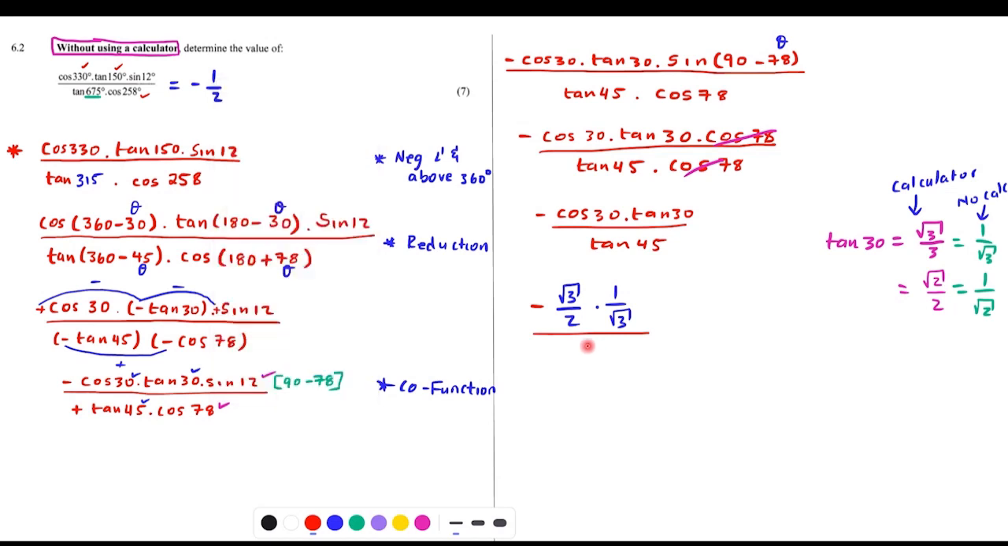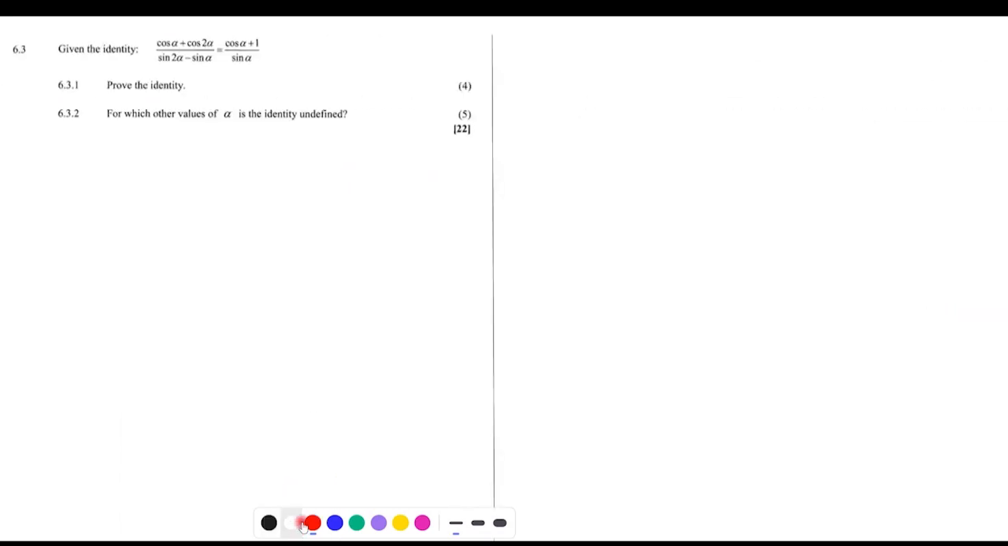1045, we get 1, so that is 1, or you can just write it as 1 over 1, right? And then as you can see here, we are left with negative square root 3 over 2 times 1 over square root 3, and this cancels with that, leaving 1 and 1. Now 1 times 1, so that is going to be minus 1 over 2, and that is your answer, which is what you got earlier, right?